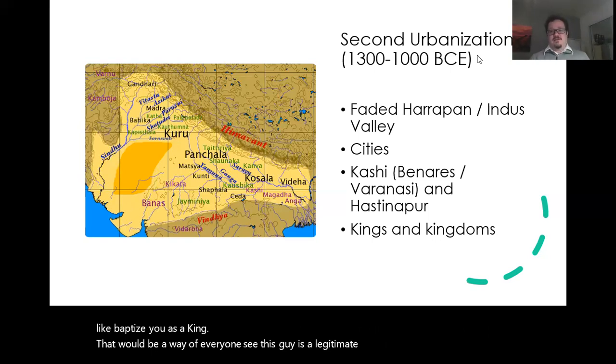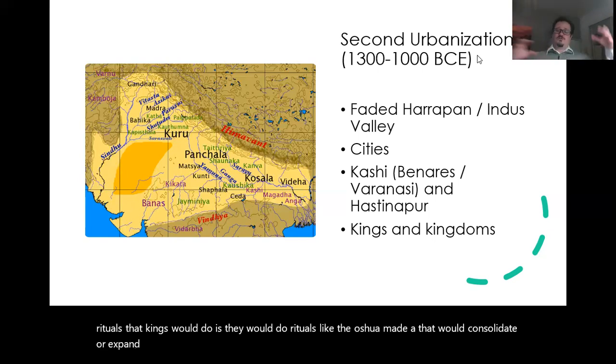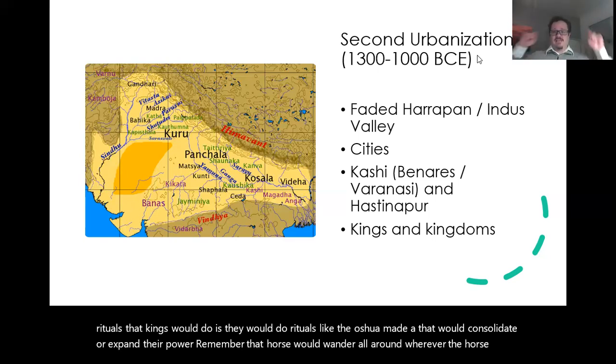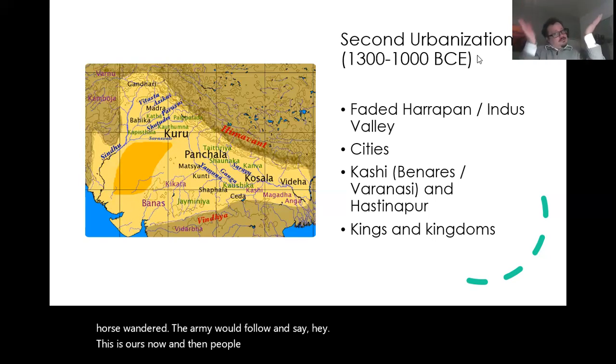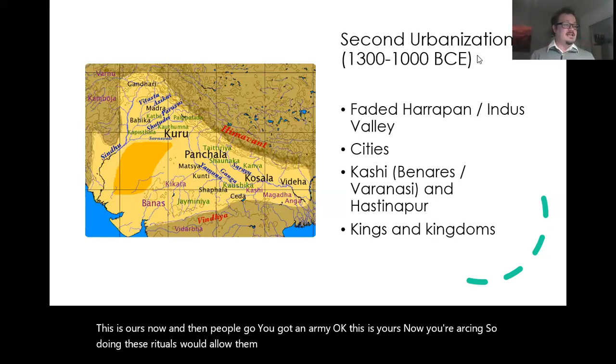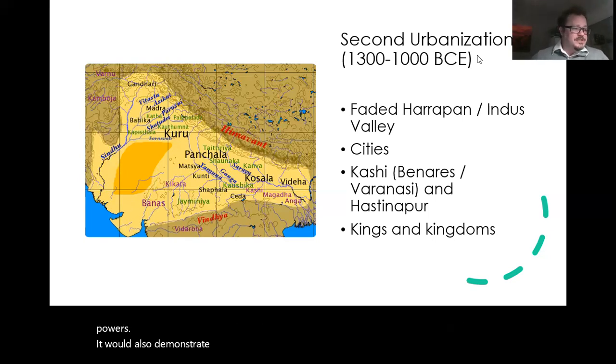Other rituals that kings would do are rituals like the Ashvamedha that would consolidate or expand their power. Remember that horse would wander all around, and wherever the horse wandered, the army would follow and say, hey, this is ours now. And then people go, well, you got an army. Okay, this is yours now. You're our king. So doing these rituals would allow them to legitimize and consolidate and even expand their powers. It would also demonstrate their might and their glory to their subjects.